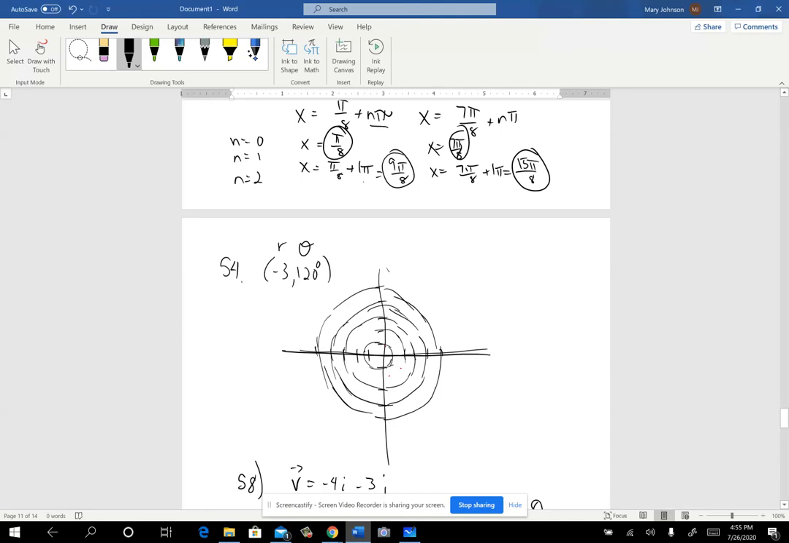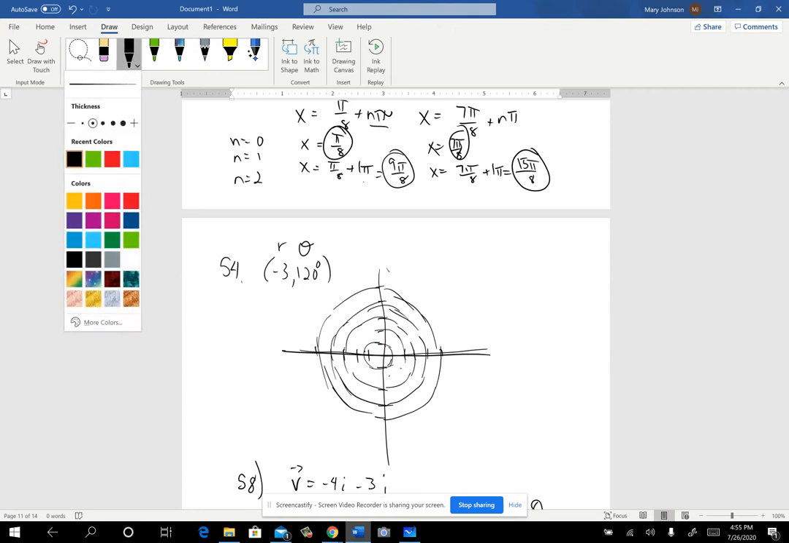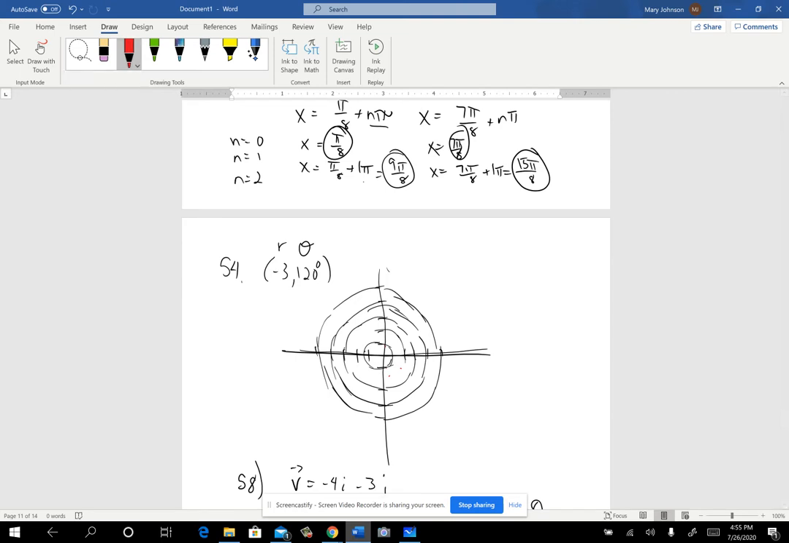Right, on 54, they want me to plot this point, and then find the rectangular coordinates of the point. So the point is -3 with the angle being 120. I know 120 would be up here in the second quadrant, 30 past 90 degrees. And then the negative on the 3. The 3 means I'm going to be on that concentric circle that's out 3 units.